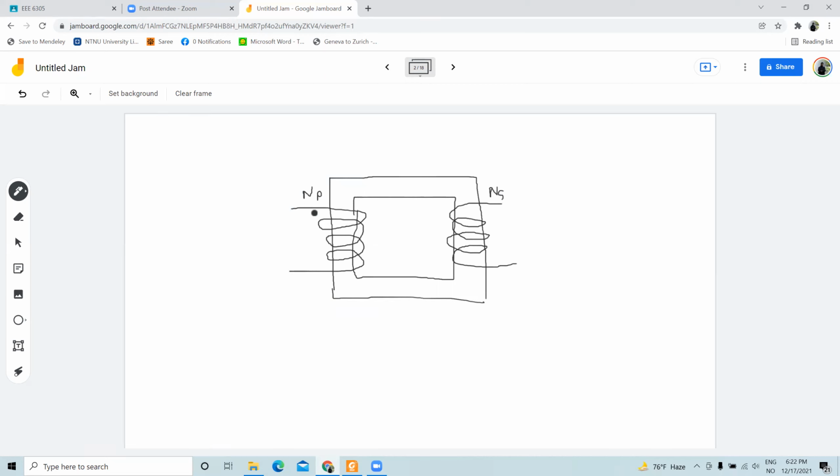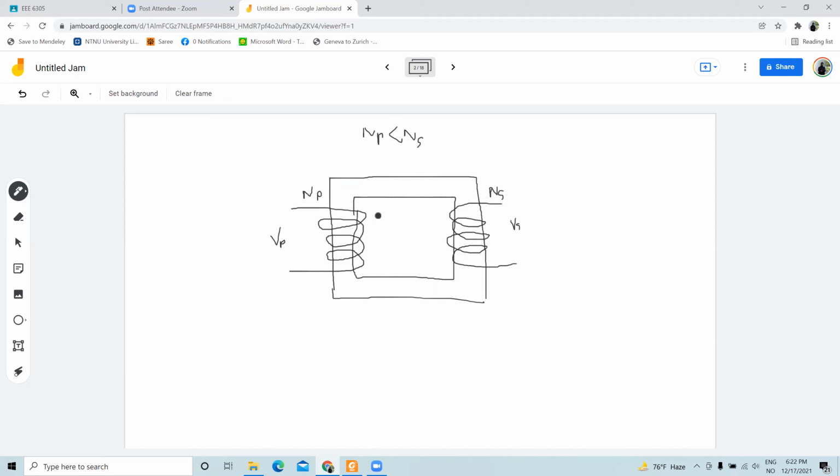If NP is smaller than NS, it will act like a step up. If we have a certain voltage VP and a certain voltage VS, VS will be increased by the ratio NS divided by NP in normal condition in the 50 hertz system.